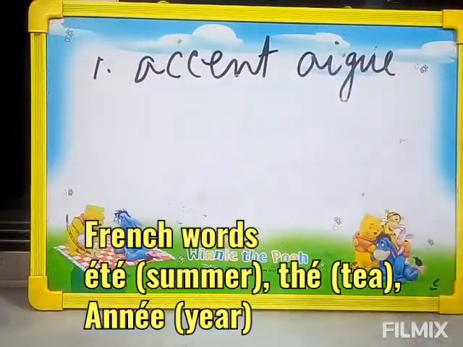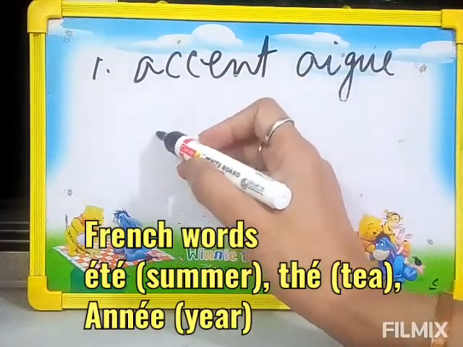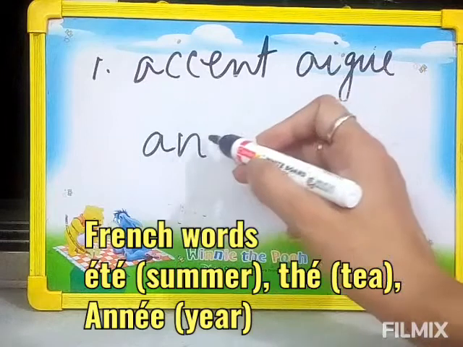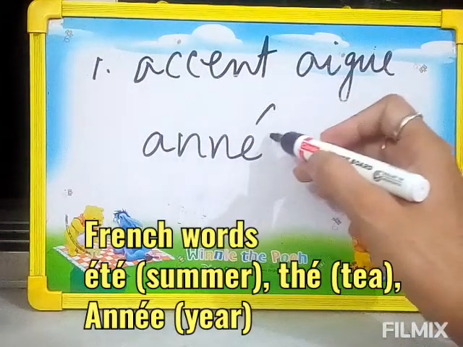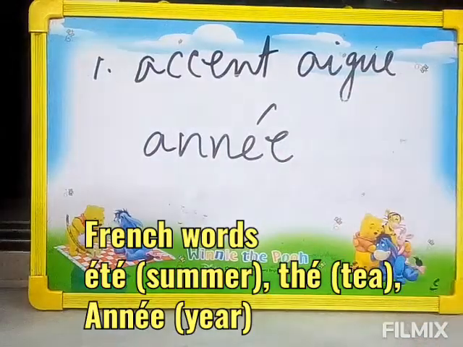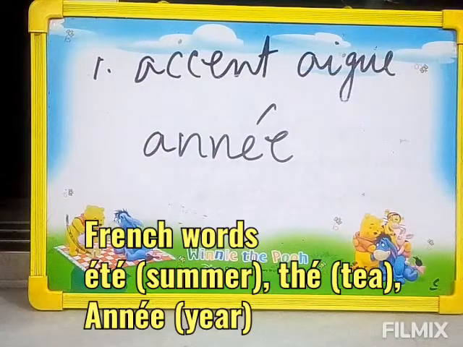I am showing you another word, that is oreille. It is a word with accent aigu on E. Oreille means the ear in French.